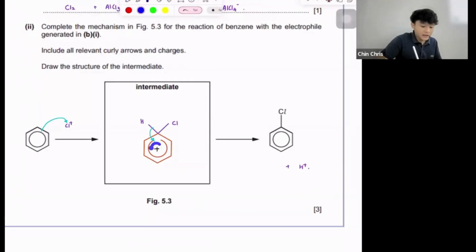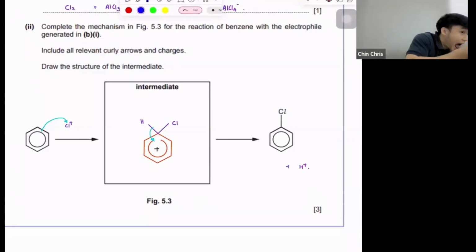As in like this. No, the other charge, this one. No need. Okay, you just put a positive there, it's fine. If you don't want to, I'm so sorry. At least you wake up early morning.